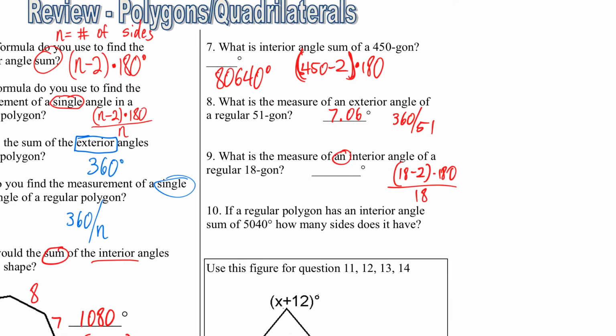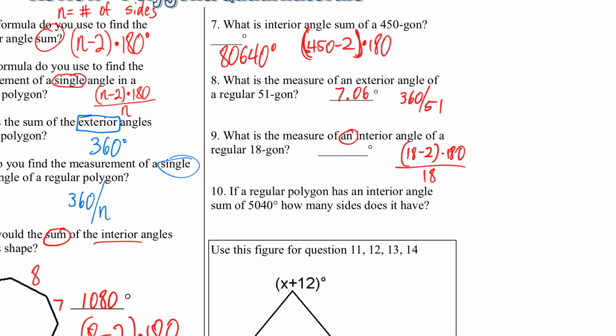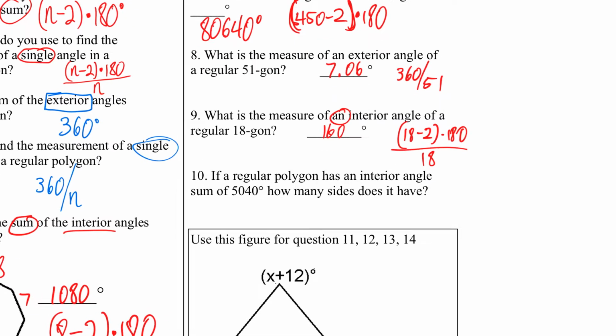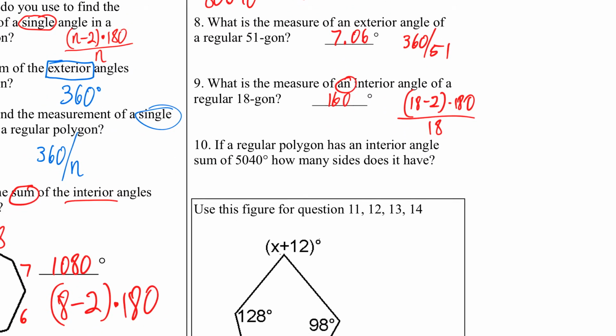What does that give you? Gives you 160. Yep. Okay, number 10 says if a regular polygon has an interior angle sum of 5040, how many sides does it have? Well, you could do n minus 2 times 180 equals 5040 and solve. Just divide by 180, then add 2, and it tells you 30 sides. Of course, your test is multiple choice, so you can always just kind of work backwards on that.